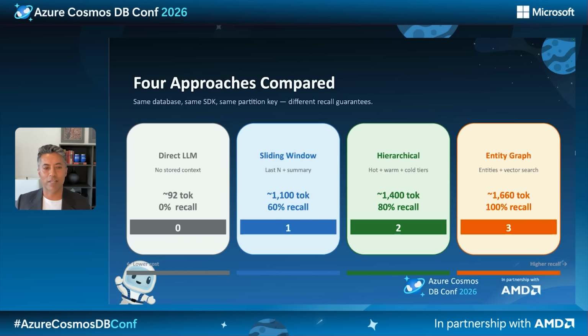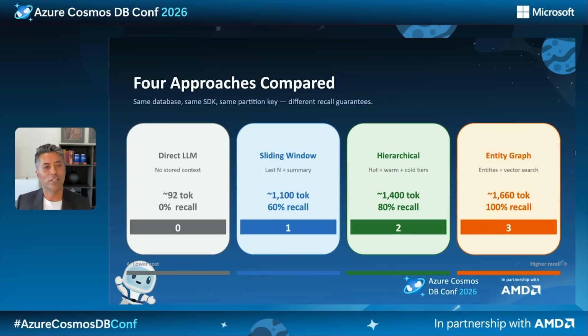However, the other 3 strategies, very important. As you can see, we go from 1,100 tokens all the way to 1,660. And in this particular scenario, you go from 60% recall to 100% recall at a 1.5 times the token limit. But here's what I love about Azure Cosmos DB.